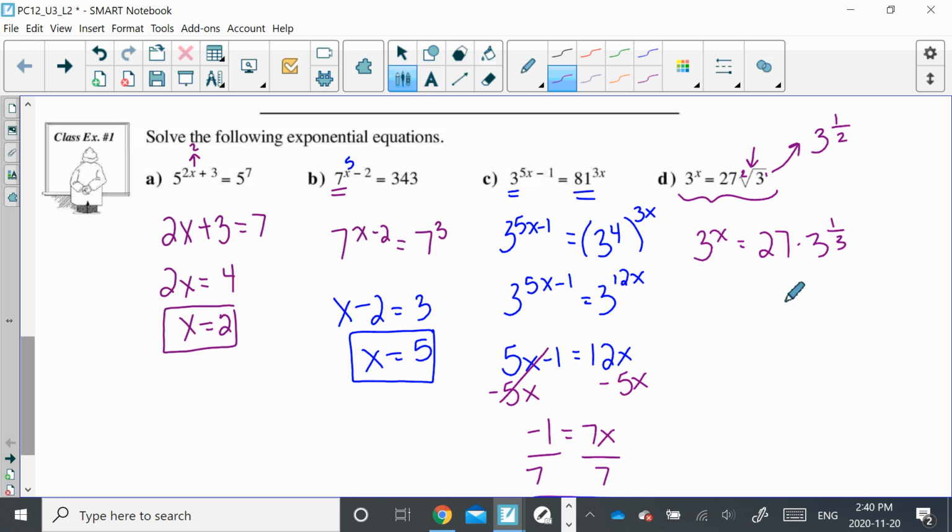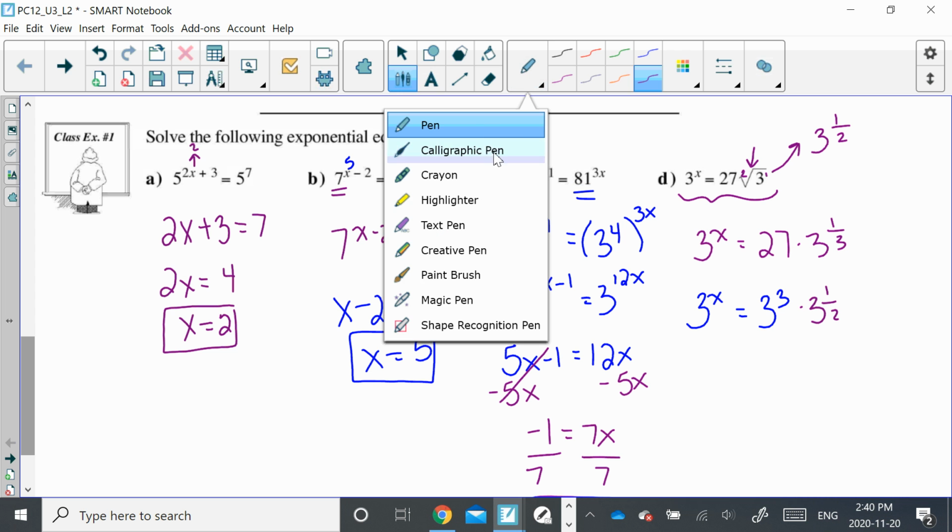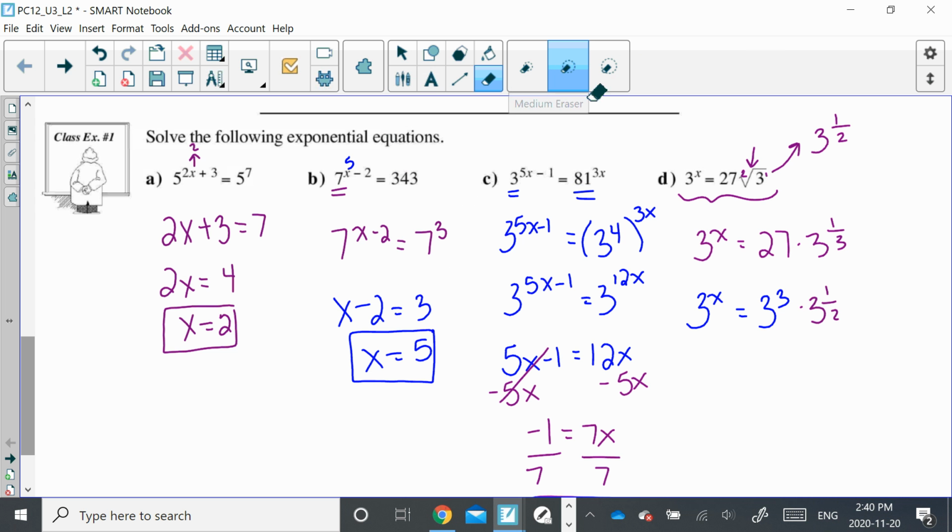Base 3. I need to rewrite 27 as a base 3. 3 to the power of x is equal to 3 to what power will give you 27? 3 to the power of 3 will give you 27, times 3 to the power of 1/2. Or sorry, why do I have a third here? I'll fix that. That should be 1/2.